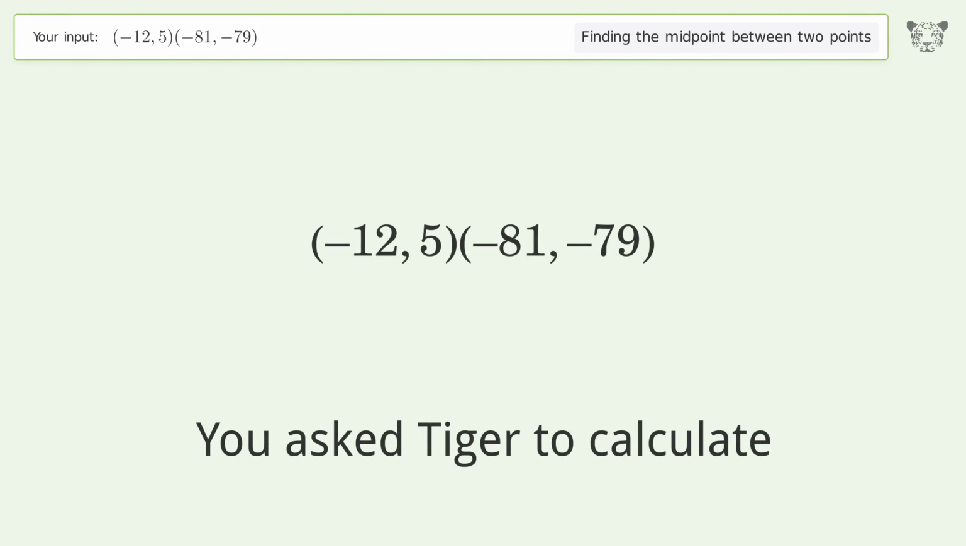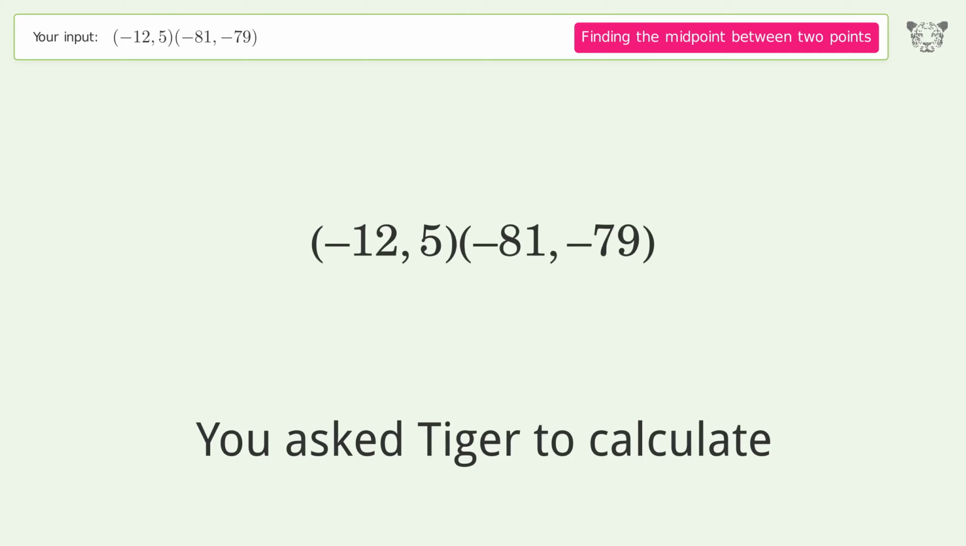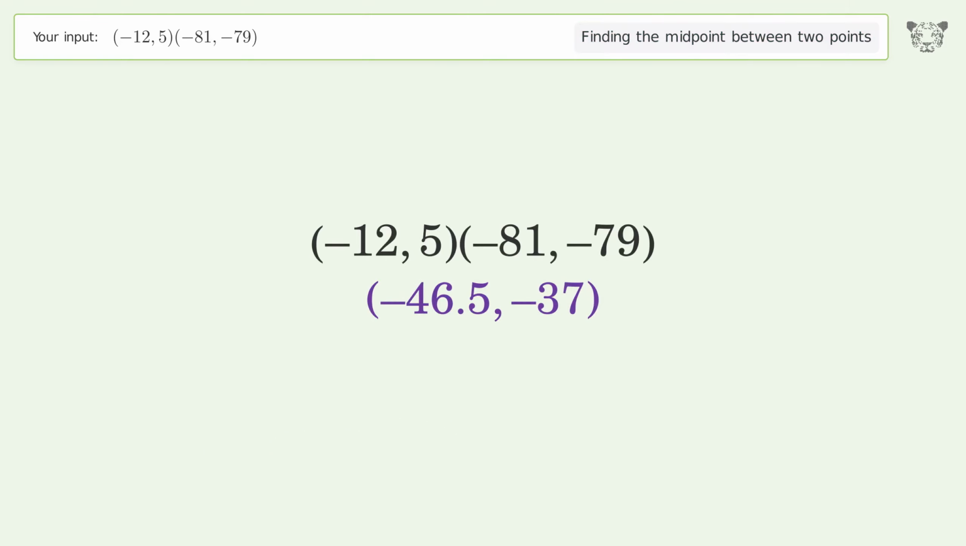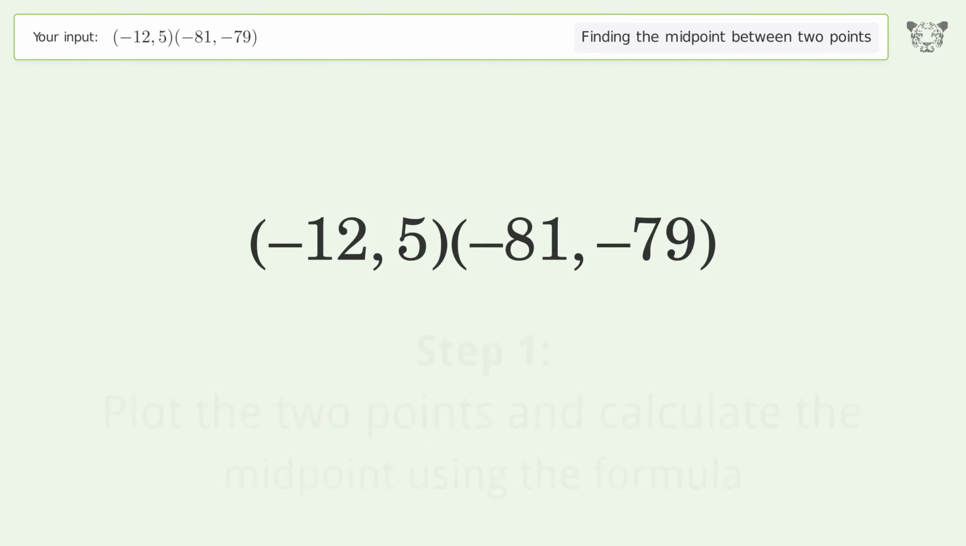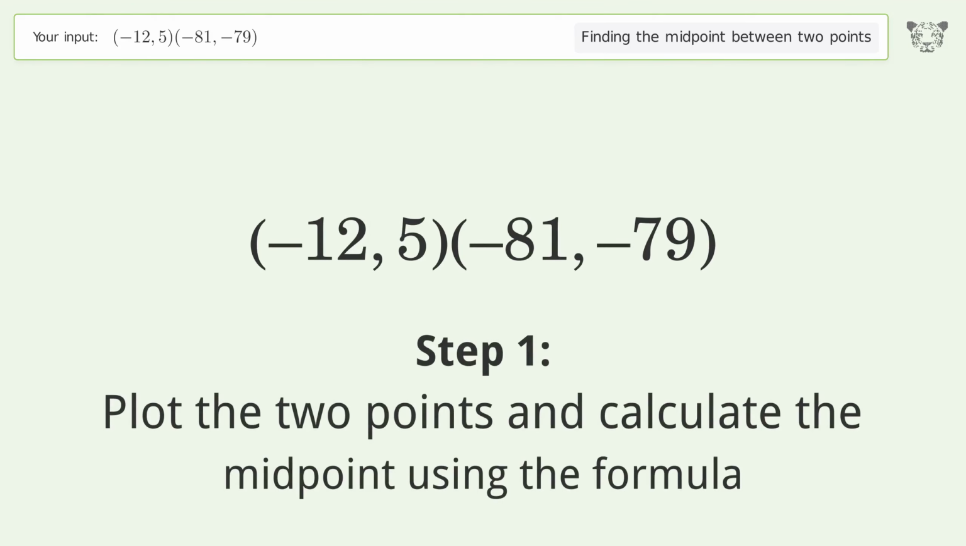You ask Tiger to calculate. This deals with finding the midpoint between 2 points. The midpoint between the 2 points is -46.5, -37. Let's solve it step by step. Plot the 2 points and calculate the midpoint using the formula.